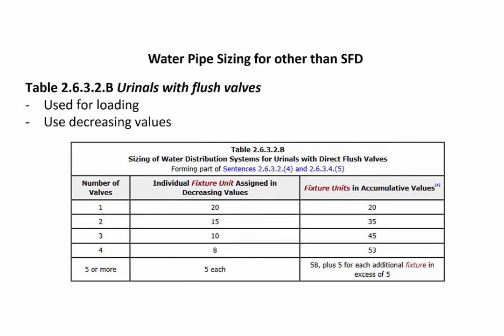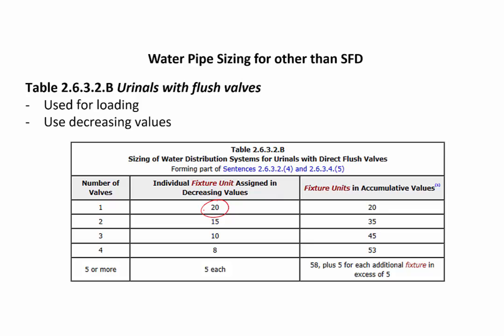Rather than single family dwellings, we would have installations with direct flush valve fixtures like urinals. So direct flush urinals have their own table for hydraulic loads. The way this table is used is depending on the number of valves that are on a branch to, let's say, a bank of urinals. We would have to find the loads for those different urinals from this table.